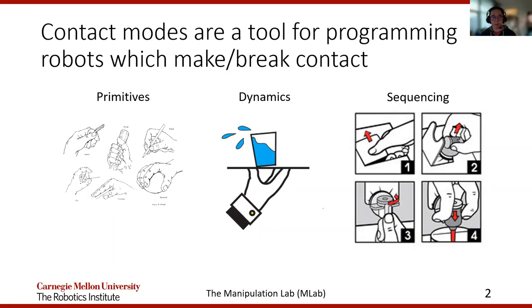To begin, contact modes are a tool for programming robots which have to make and break contact. This type of robotics is commonplace in robotic manipulation and in robotic locomotion. Contact modes are a useful way for describing and enumerating various motion primitives that are applicable to an object. Each contact mode maps to a region of smooth dynamics for the object. So they're useful for the analysis and control of manipulation. They're also useful for planning and sequencing of various actions.